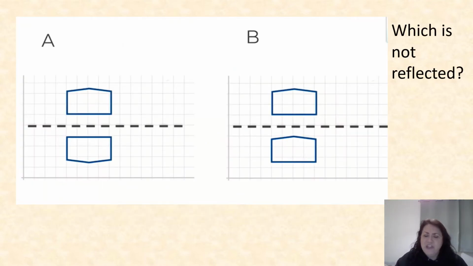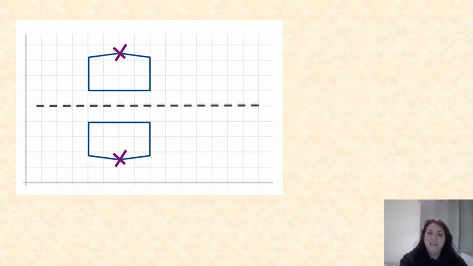Okay, have a look at these two and tell me now the one that has not been reflected. Hopefully you said B. B's actually been translated, although you don't have a mirror line in translation. B's been translated because A is the one that's been flipped, and you can see that with those two corners. The corner that comes out makes almost like the roof shape, doesn't it? It's an irregular pentagon, and it's the same distance away from the mirror line on each side.